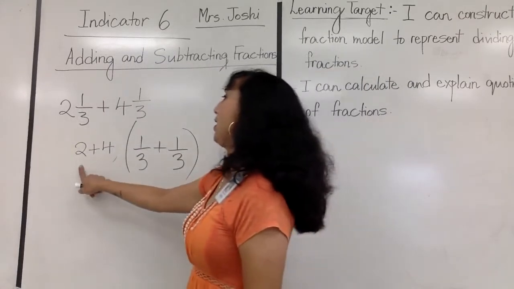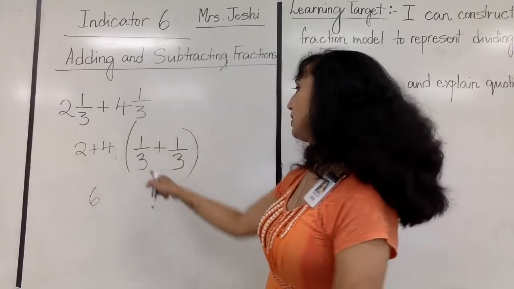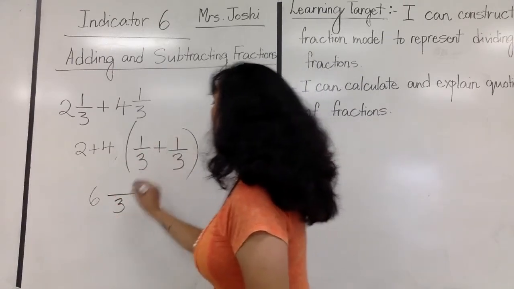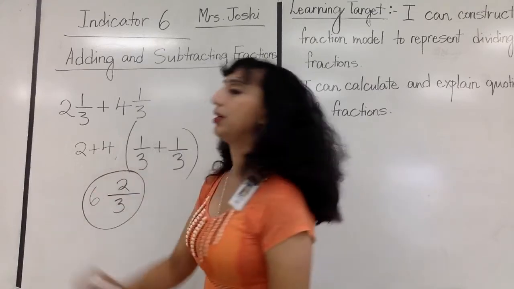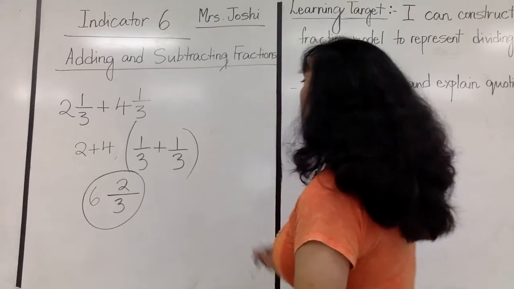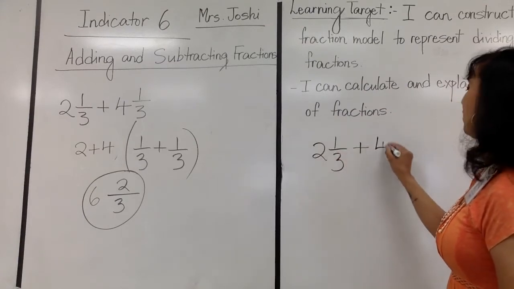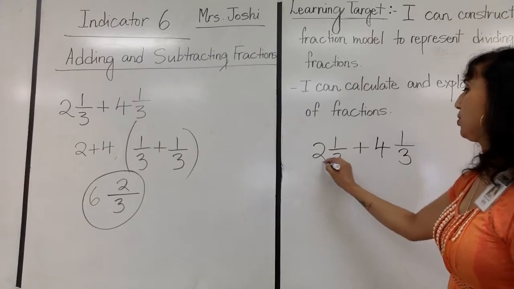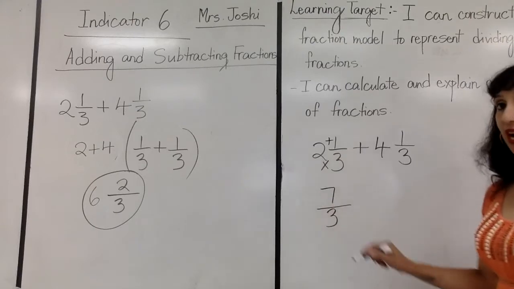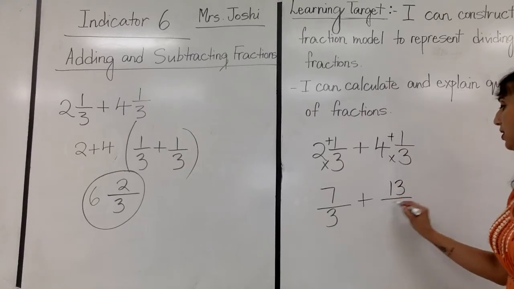Okay, so if I say 2 plus 4, I get 6. And since the denominators are the same, basically this is 3 and 1 plus 1 is 2. So 6 and 2/3 is my answer. So this is one way to do it, okay? Another way you can do that same problem is you can convert it to improper fractions and then solve it. So 2 times 3 is 6 plus 1, which is 7/3. So this is an improper fraction. Plus 4 times 3 is 12 plus 1, which is 13/3.